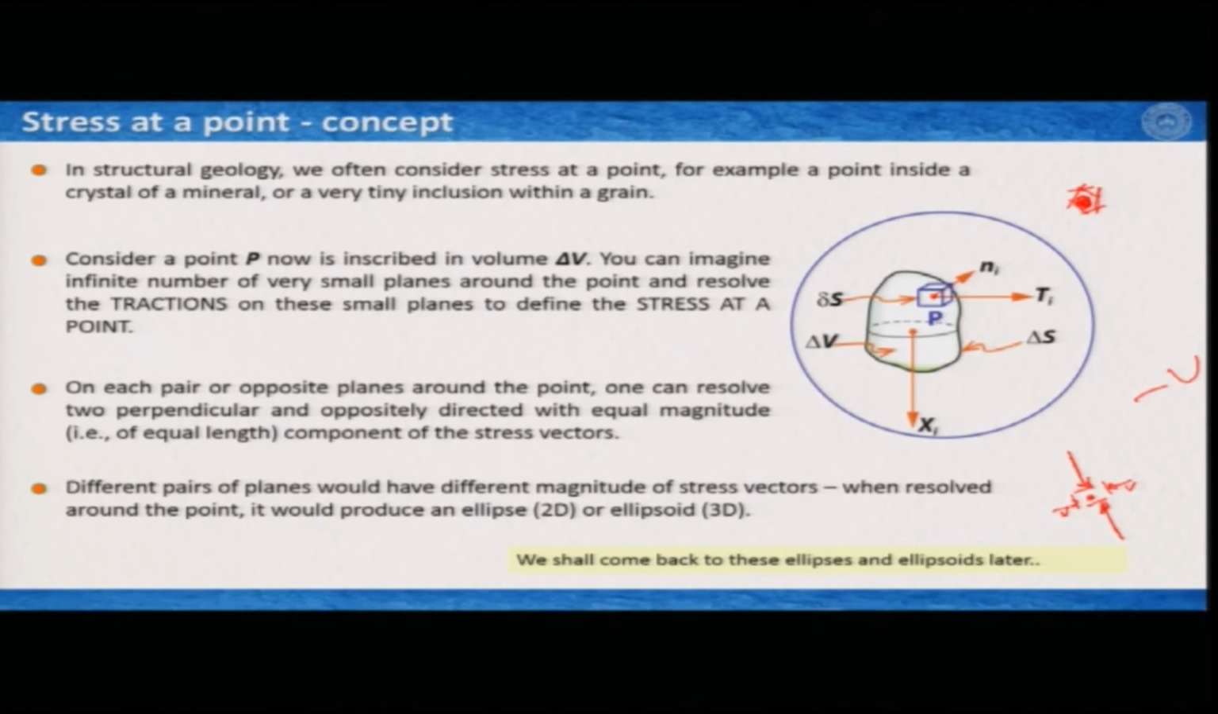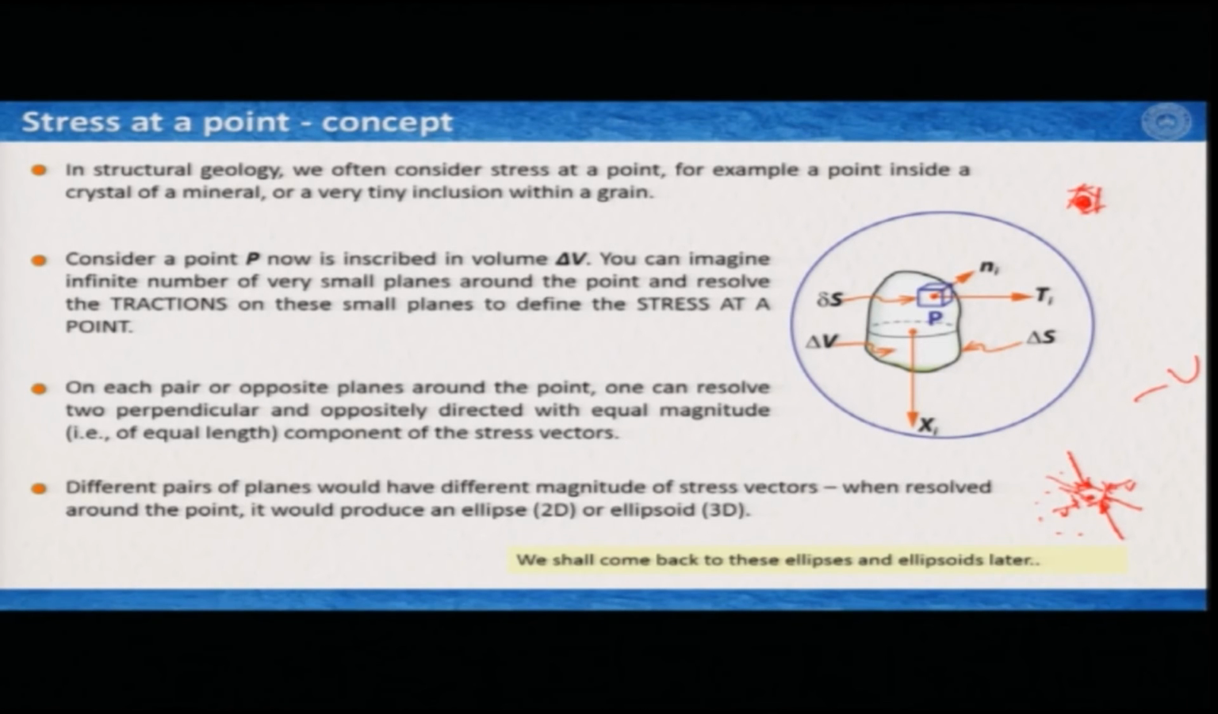So, if I consider many such planes, these magnitudes may vary constantly, and this would finally yield what we would call very soon the stress ellipse when we consider it in 2D, and the stress ellipsoid when we consider it in 3 dimensions. But before that, let us again come back to this particular topic, stress at a point.